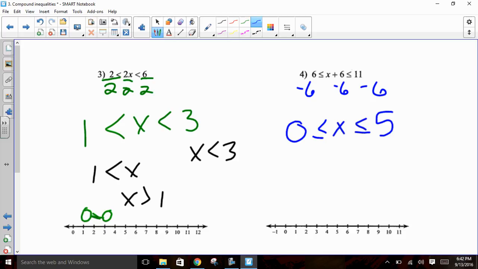So I'm going to have a closed circle over 0. I'm going to have a closed circle over 5. I'm going to shade in between these two.